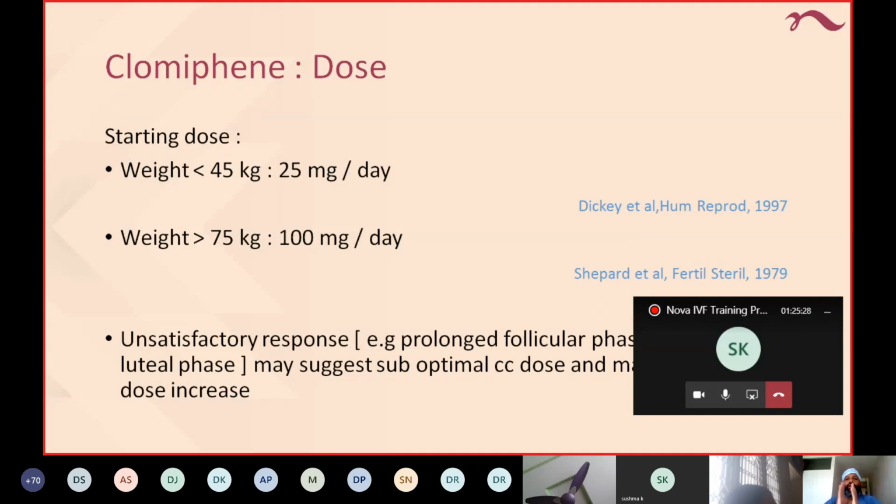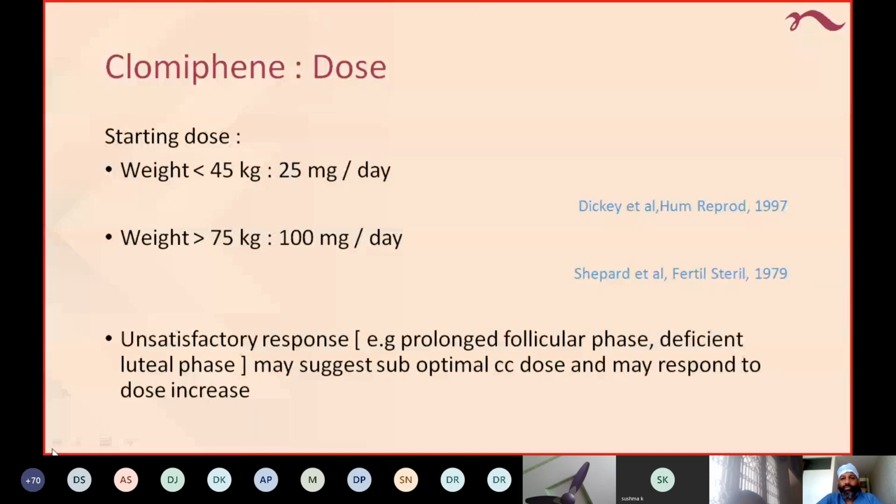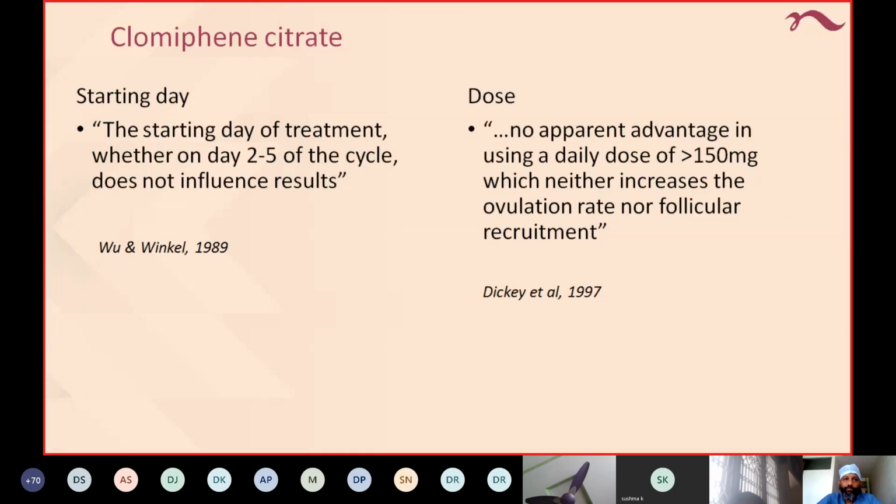As a general dictum, what I'm showing you here is, if weight is less than 45 kg, around 25 milligram per day is good enough. But if weight is more than 75 kg, 100 milligram per day is something you can consider. If there is an unsatisfactory response or a prolonged follicular phase, you can suggest a suboptimal CC dose, and it may respond to a dose increase. A starting day between 2 to 5 is good enough; any of these days is fine. There is no correlation between a good result if you start on day 2 and not on day 5, nothing like that.